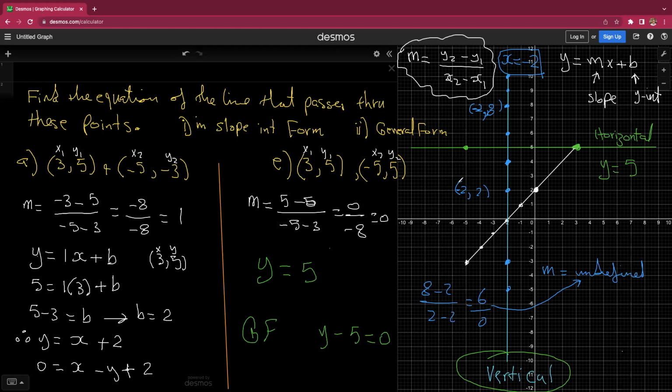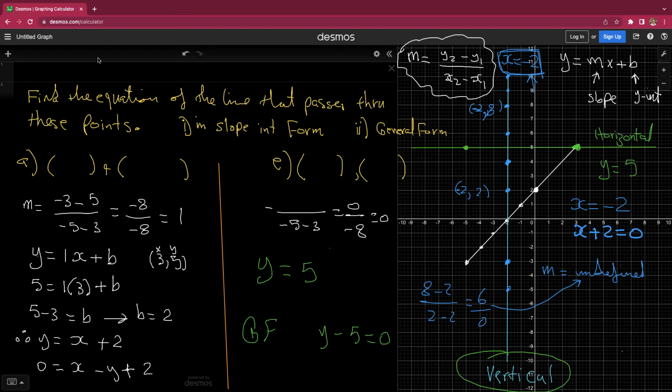Okay, can you write the general form for this equation? We determined X equals -2. Write this in general form. The general form is going to be X, move the -2 to the other side, +2 equals 0. That's the general form. So I want you to start on A on your own now.